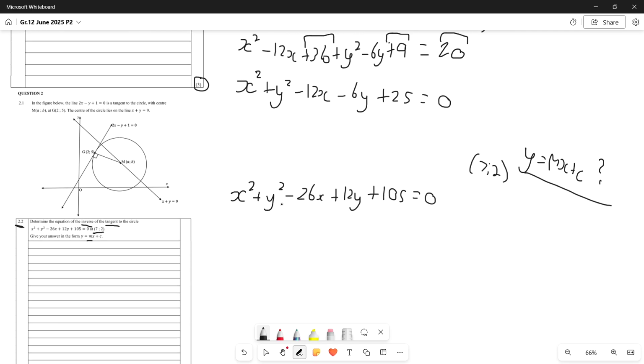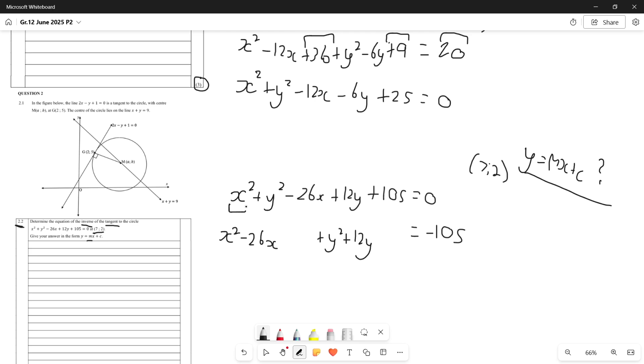So we're going to rearrange this equation by putting our x's back together, our y's back together, and then taking our r over to this side. So what we're going to do is take this positive 105 over. It is minus 105 over here. And then we have x squared minus 26x. I'm just going to leave some space so we can complete the square, plus y squared plus 12y.